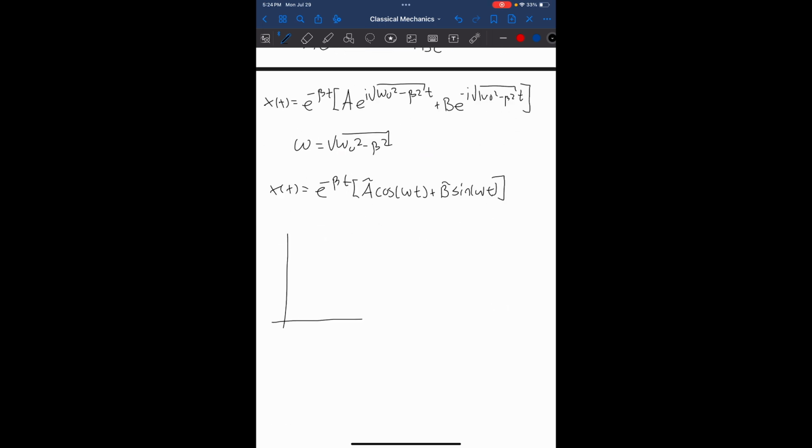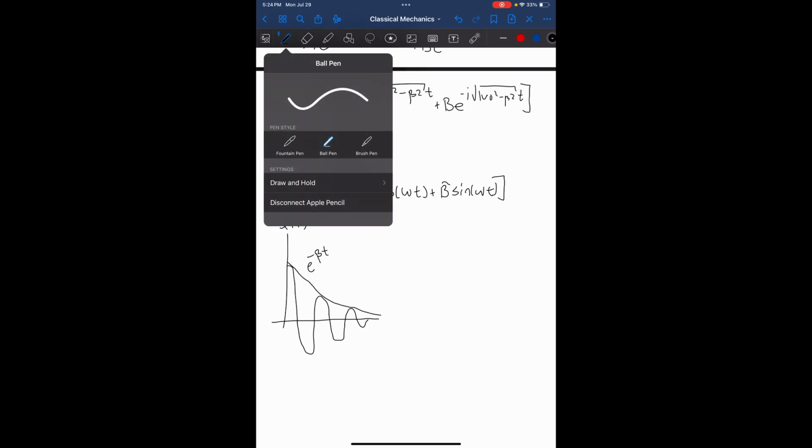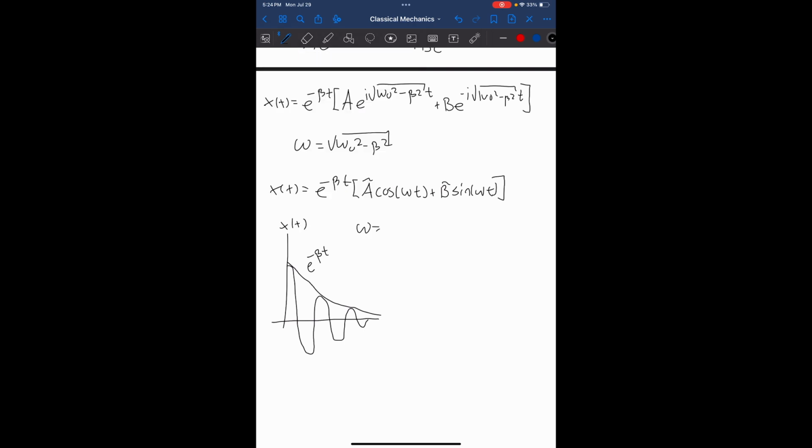And graphically, we're going to start with some oscillations that are just decaying in time. So here's e to the minus beta t. One thing to point out is that if beta were equal to 0, then omega, the effective frequency, is just the square root of omega naught squared, which is just omega naught. And so x of t is going to become what? Well, the exponential goes to 1, so we're going to get a tilde cosine of omega naught t plus b tilde sine of omega naught t, which is exactly what we saw in case 1.